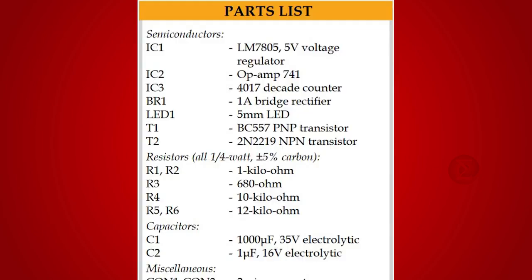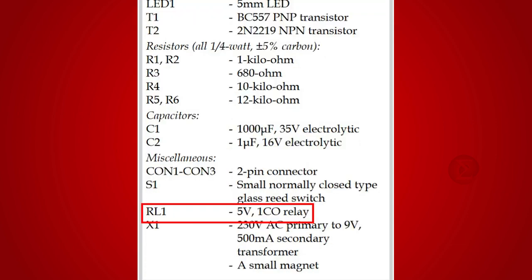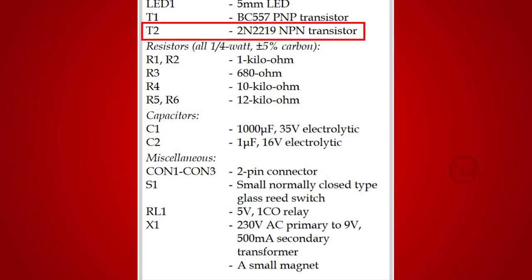Let us take a look at the component list to develop this project. You need an LM7805 5V voltage regulator IC to get a fixed 5V supply to the circuit. A 741 operational amplifier IC used as a comparator. A 4017 decade counter IC, in which we used only two outputs to control the circuit. A 5V relay that will govern opening and closing of the bathroom light. A 2N2219 NPN transistor to drive the relay.